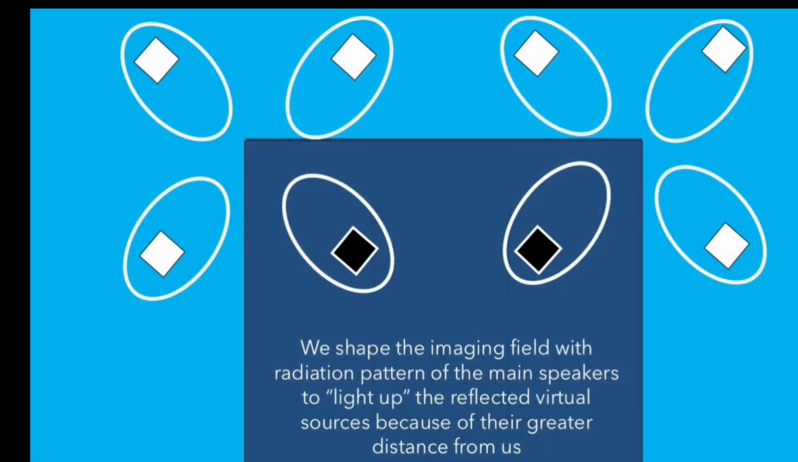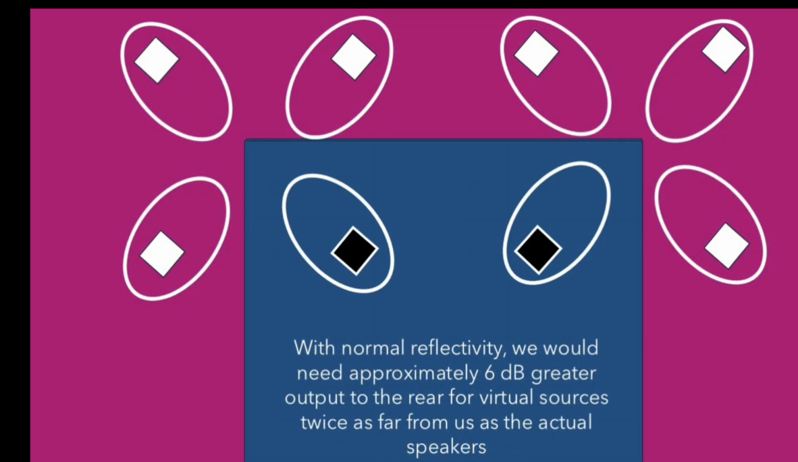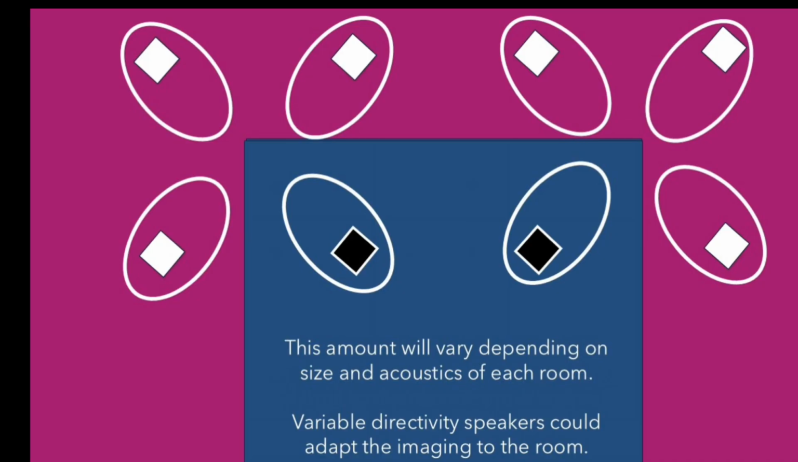We shape the image field with radiation pattern and, of course, speaker positioning. We want more output to the rear in order to light up the reflected virtual sources because of their greater distance from us. With normal reflectivity, we would need at least 6 dBs greater output to the rear for the virtual sources. This amount, of course, varies depending on your room, size, and acoustics. A variable directivity speaker would adapt the imaging to the room, varying mainly the direct-to-reflected ratio.